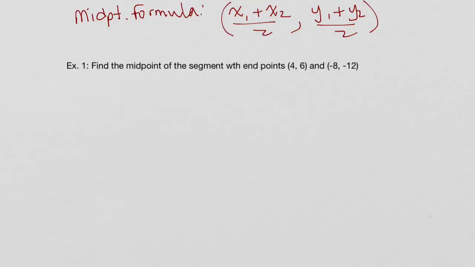Okay, the first example is find the midpoint of the segment with endpoints (4, 6) and (-8, -12). You actually don't need to draw it. If you want to draw it at the end to check to see if your answer seems reasonable, then that's fine. But all we need to do is plug it into the formula.